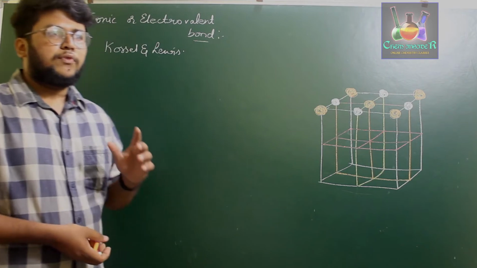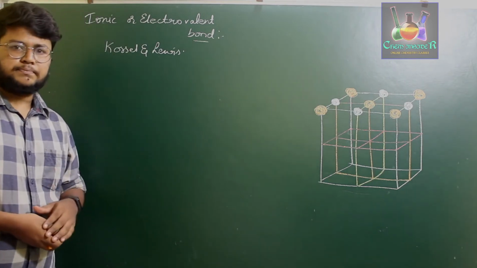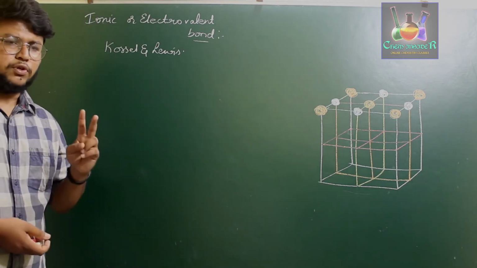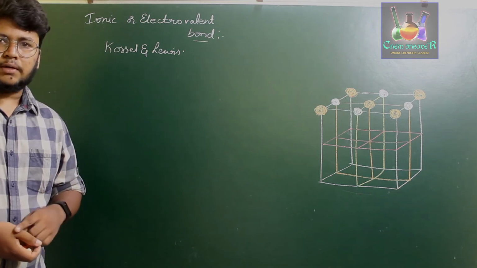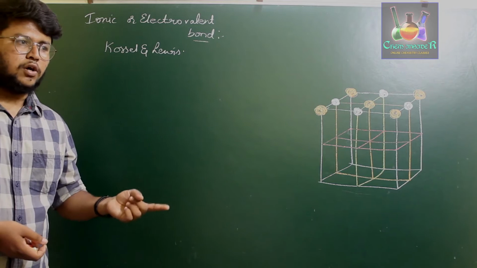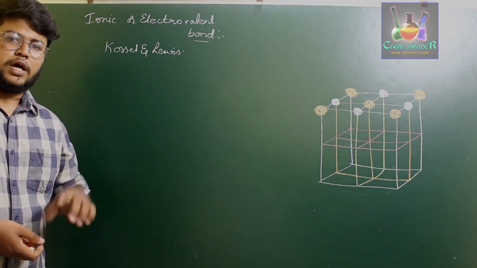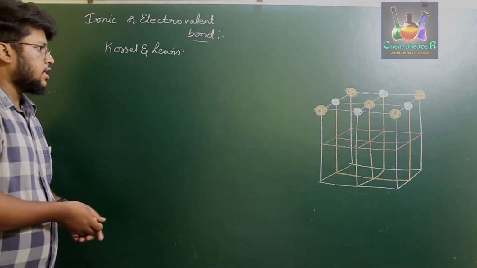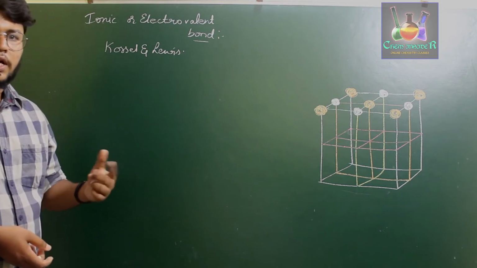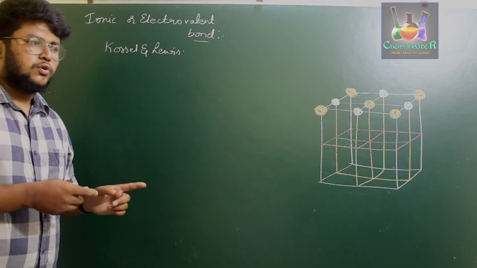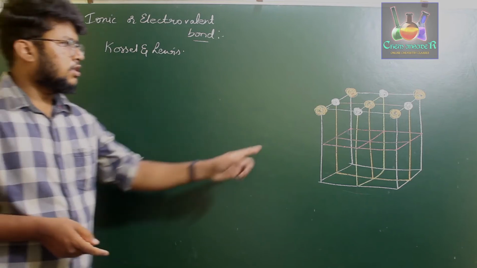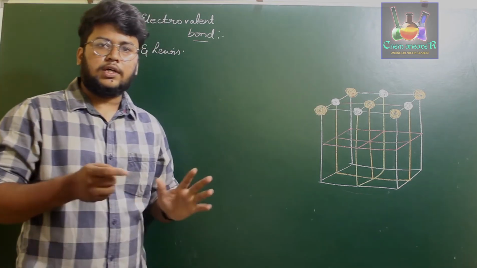So, if an ionic bond has to happen, first it has to follow two criteria. One is a neutral gaseous atom has to be converted to a cation and the other has to be converted to an anion, so that those two ions can be arranged in a crystal lattice to form a solid crystal.